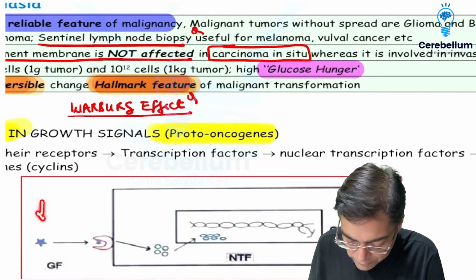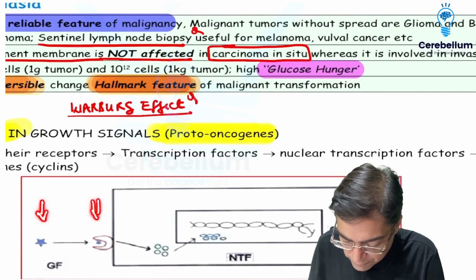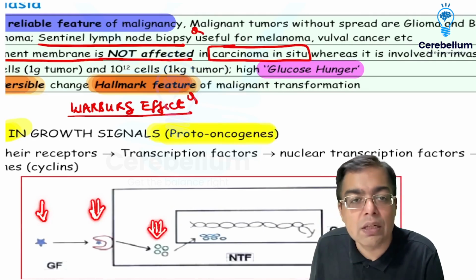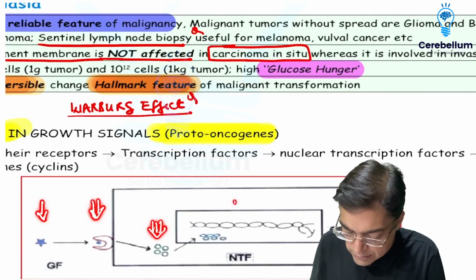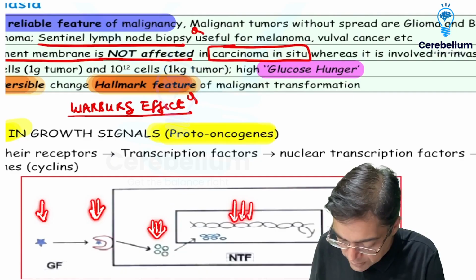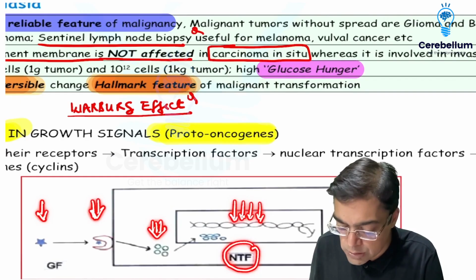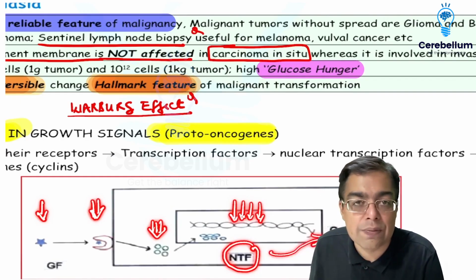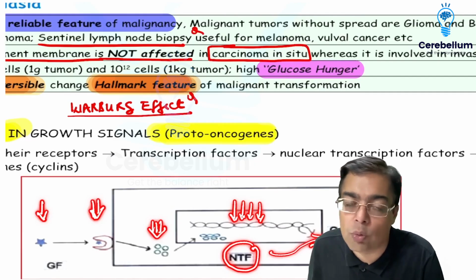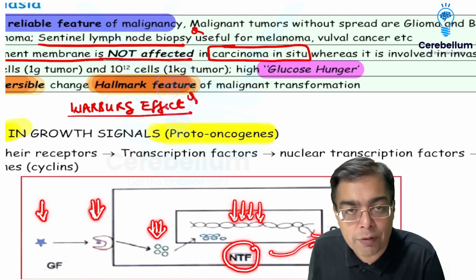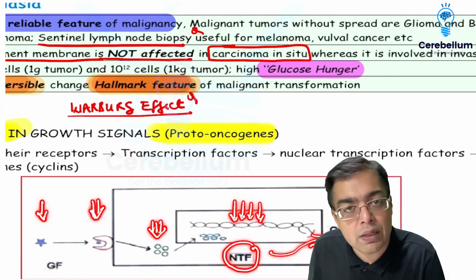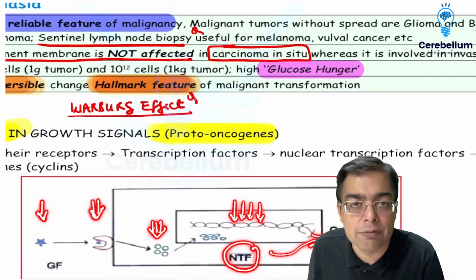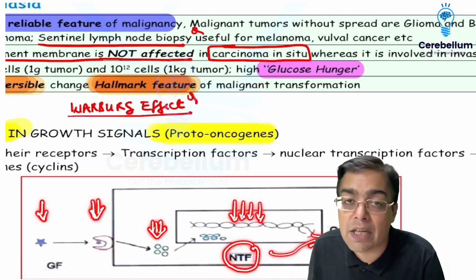We have the presence of a growth factor. It attaches itself to a growth factor receptor. It is responsible for secretion of signal transduction proteins. The signal transduction protein goes into the nucleus and results in the formation of nuclear transcription factors. And this is what is going to be responsible for causing activation of cyclins. So, 5 important subtypes of proto-oncogenes that we normally have: growth factor, growth factor receptor, signal transduction protein, nuclear transcription factor, and finally cyclins.